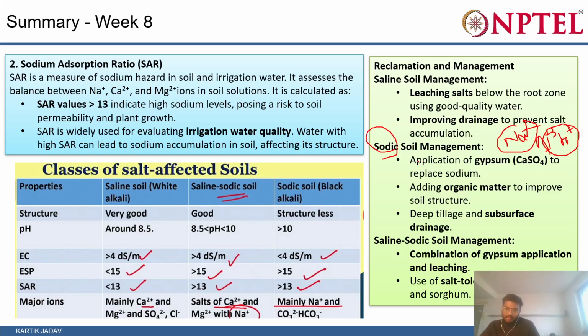So it means if you have a higher salt sodium content, it requires application of gypsum and adding organic matter to improve soil structure and buffering capacity, and doing deep tillage and improving drainage conditions. And if you have saline sodic soil management, the soil is both saline and sodic. Saline means higher salt, sodic means higher sodium. Sodium is a cation, so it requires gypsum again, right? While for saline soil, we require leaching of that salt.